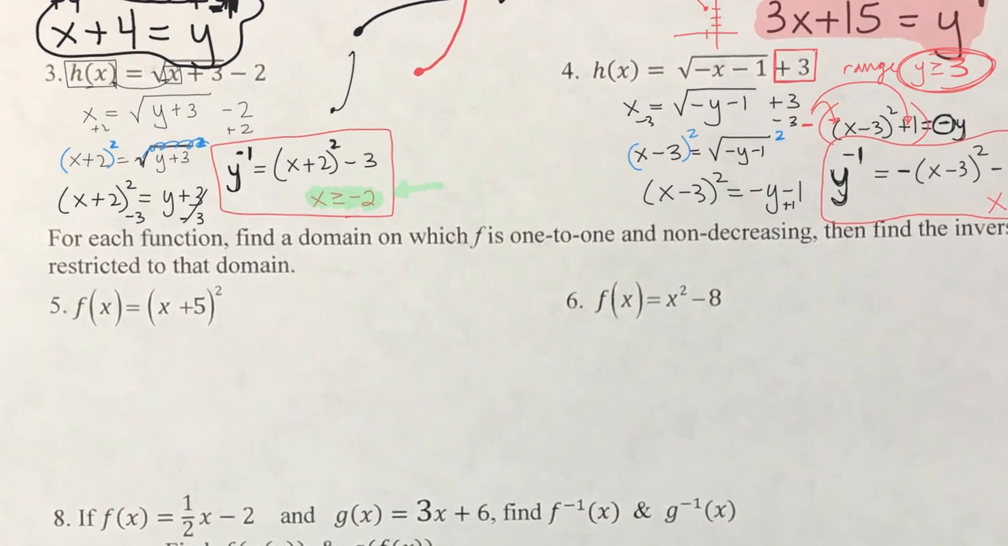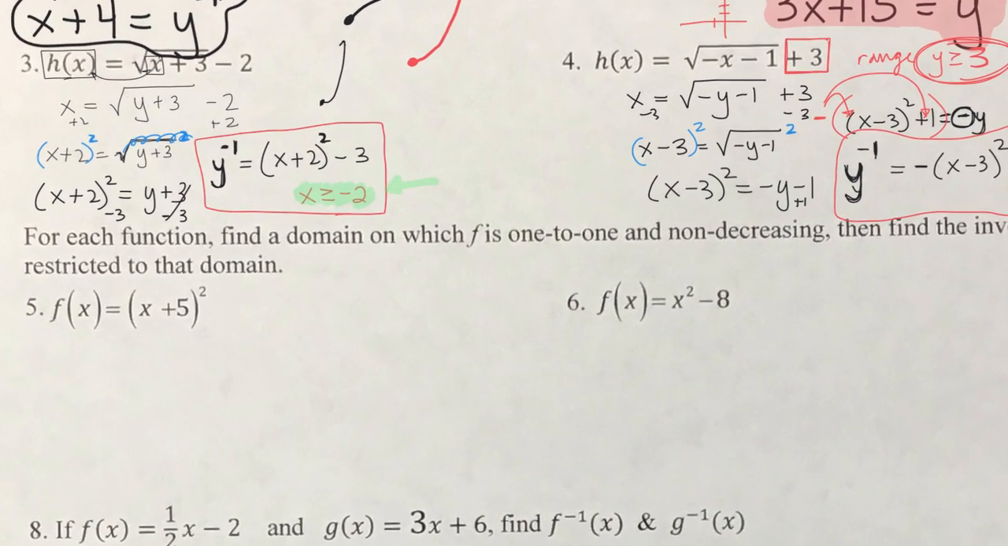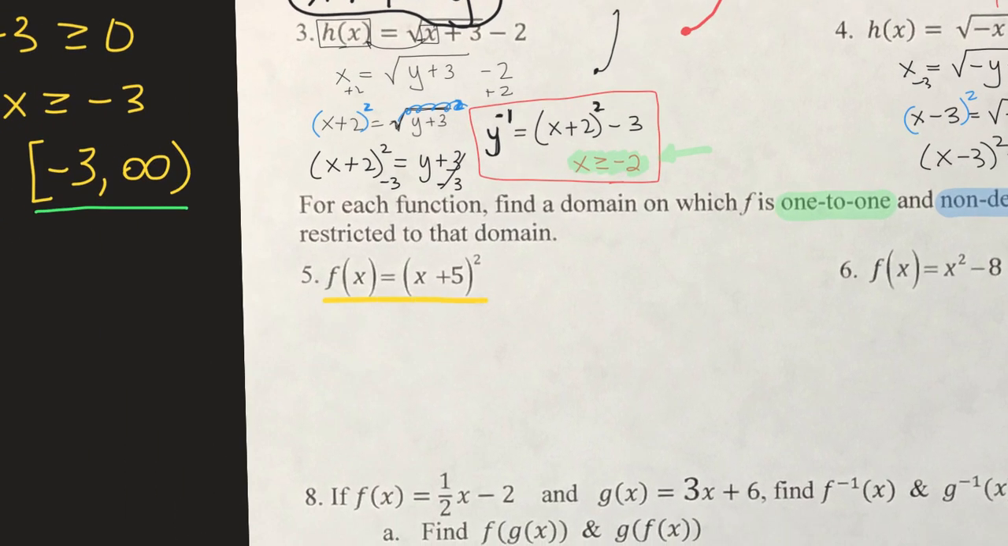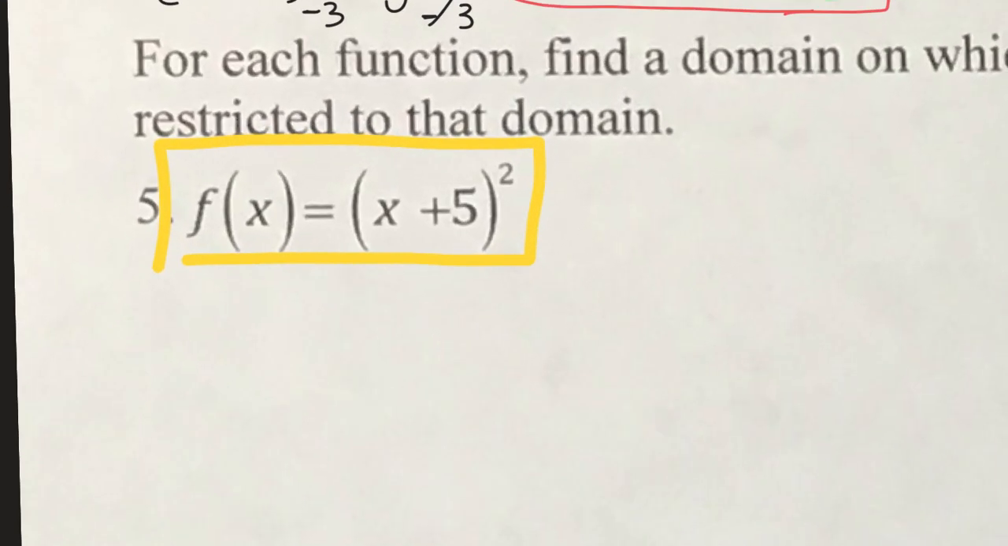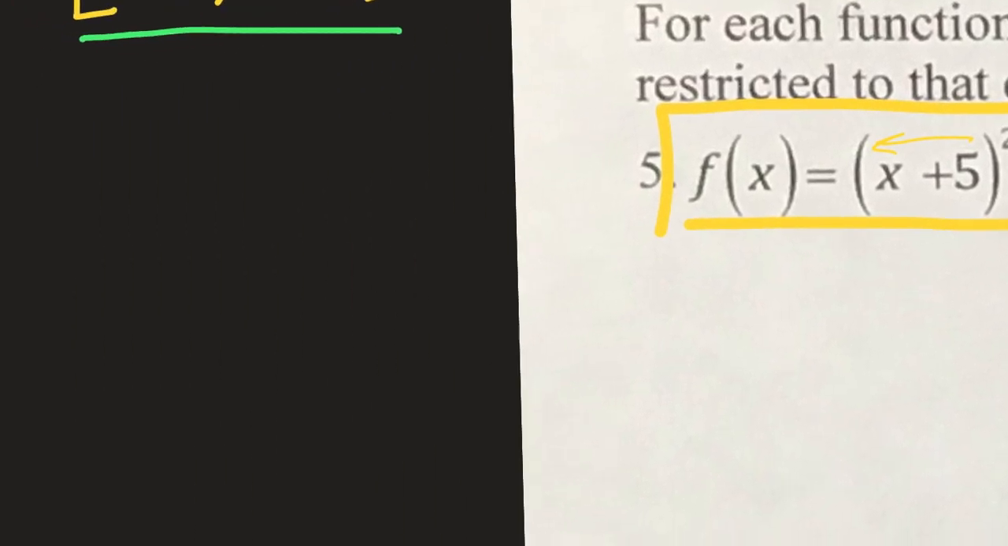For each function, find a domain on which f is 1 to 1. Right? That means every y value comes from exactly one x value and non-decreasing. That means it can be 0 or increasing. Okay? So let's talk about what that means. Here we have a function, f of x equals x plus 5 squared. Okay? So talk about the transformations here. The plus 5 means we're moving your graph 5 units to the left.